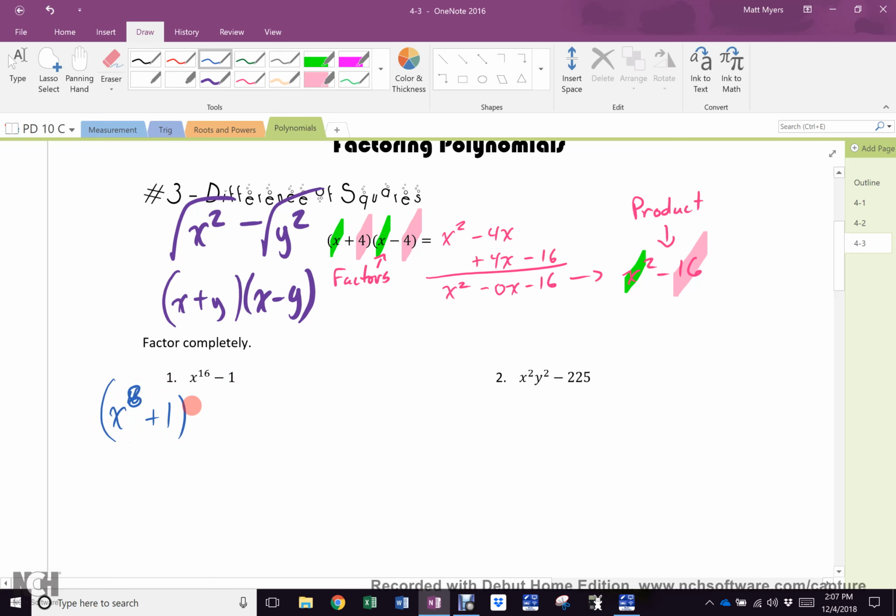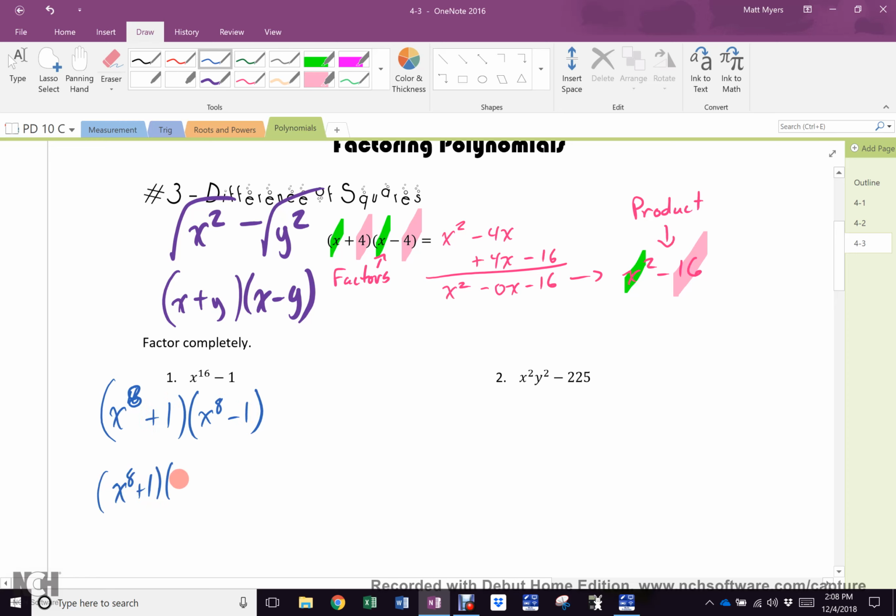Plus 1. And then what do I do? I write it again. X to the 8th minus 1. Am I done? Why am I not done? Because that is a perfect square. That is a difference, that is a perfect square. Do I keep going? Can I forget about this first factor? Am I ever allowed to forget about other factors? No. X to the 8th plus 1.